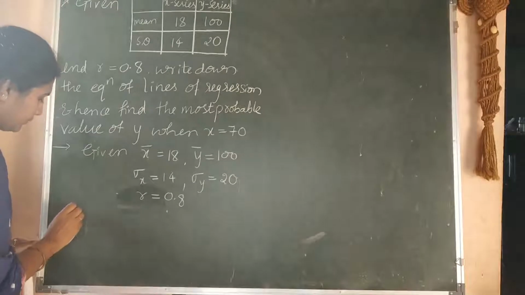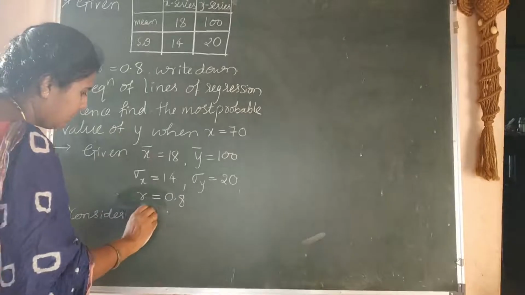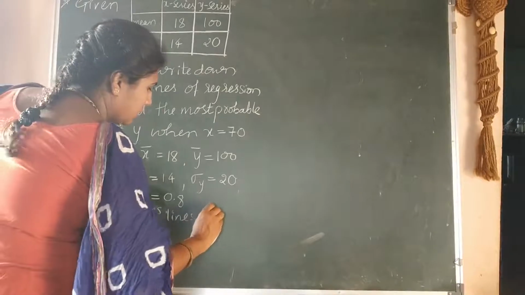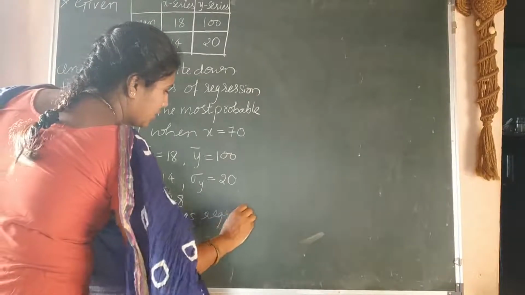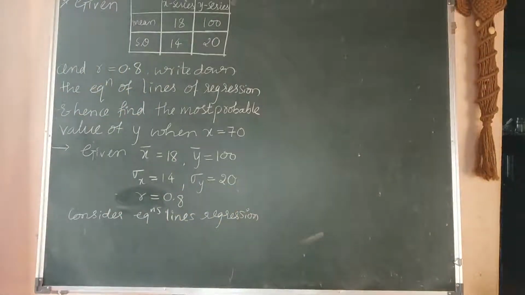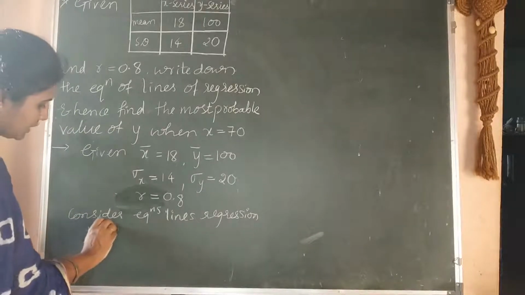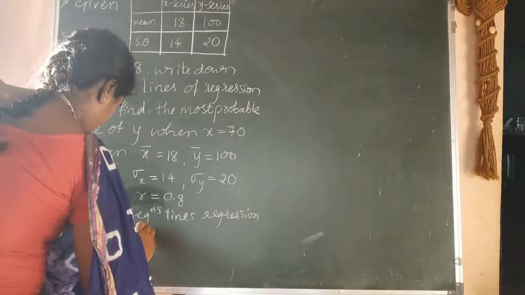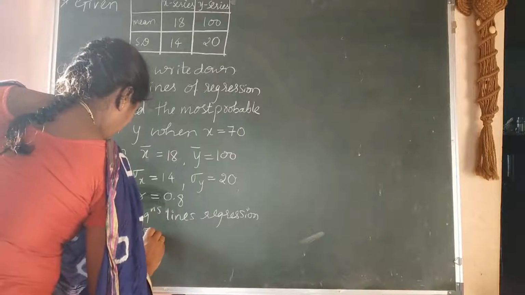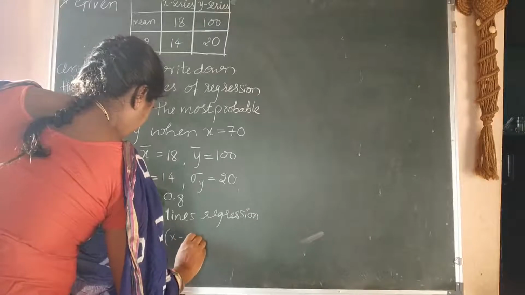Consider the equations of lines of regression. We have standard lines of regression. By the given data we need to find the lines of regression. Here we have y minus y bar is equal to r into sigma y upon sigma x into bracket x minus x bar, right?